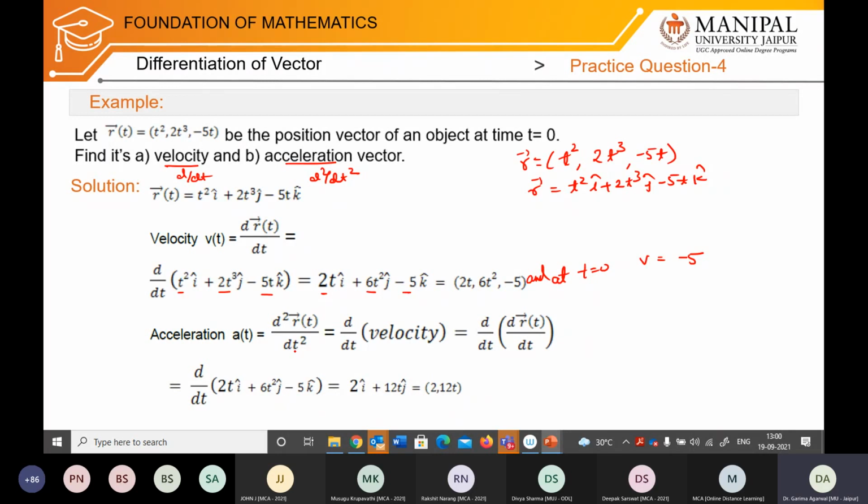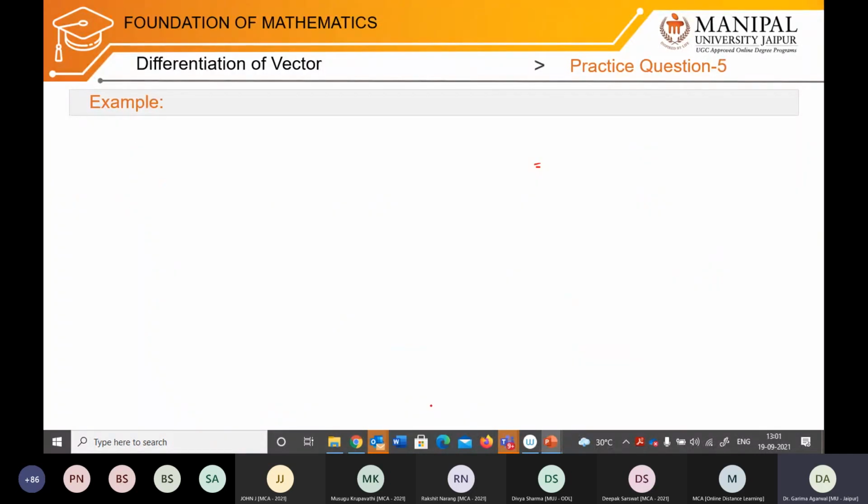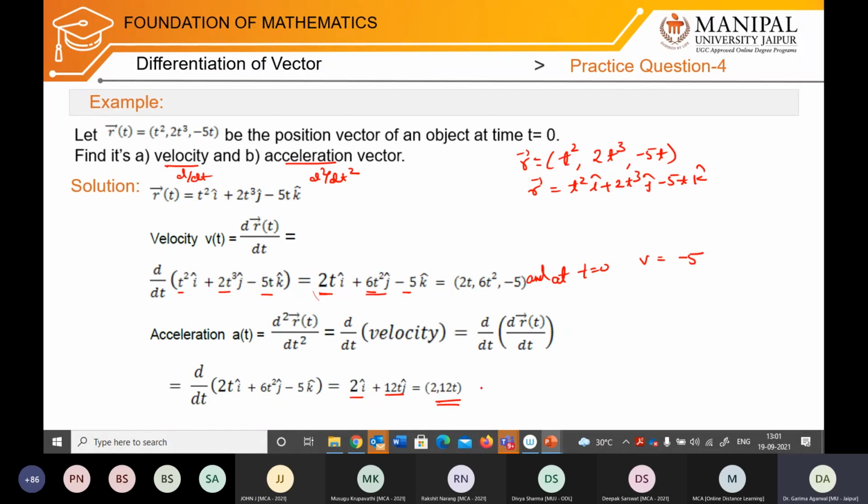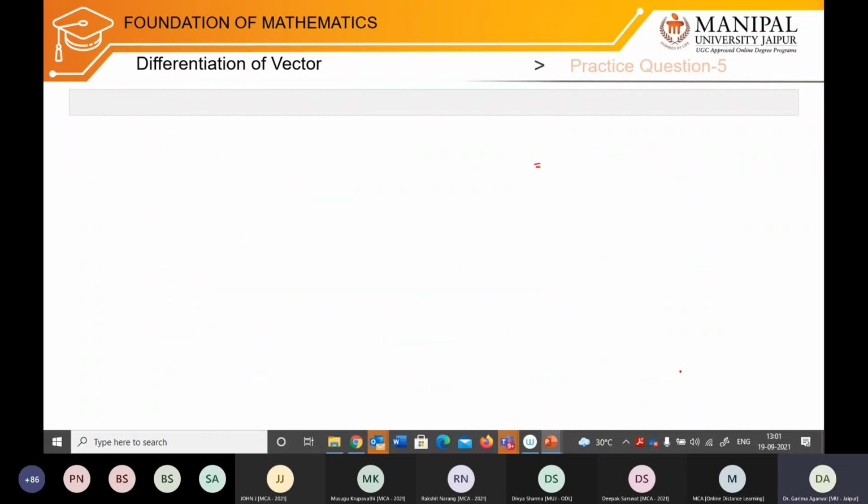Now acceleration, second order derivative, means differentiation of velocity. So differentiation of this term is 2 i cap, 6 into 2 is 12t j cap, and differentiation of minus 5 is 0, right? Now if I need to find the acceleration at t equals 0, it is 2 i cap, t is 0, that's it, right?